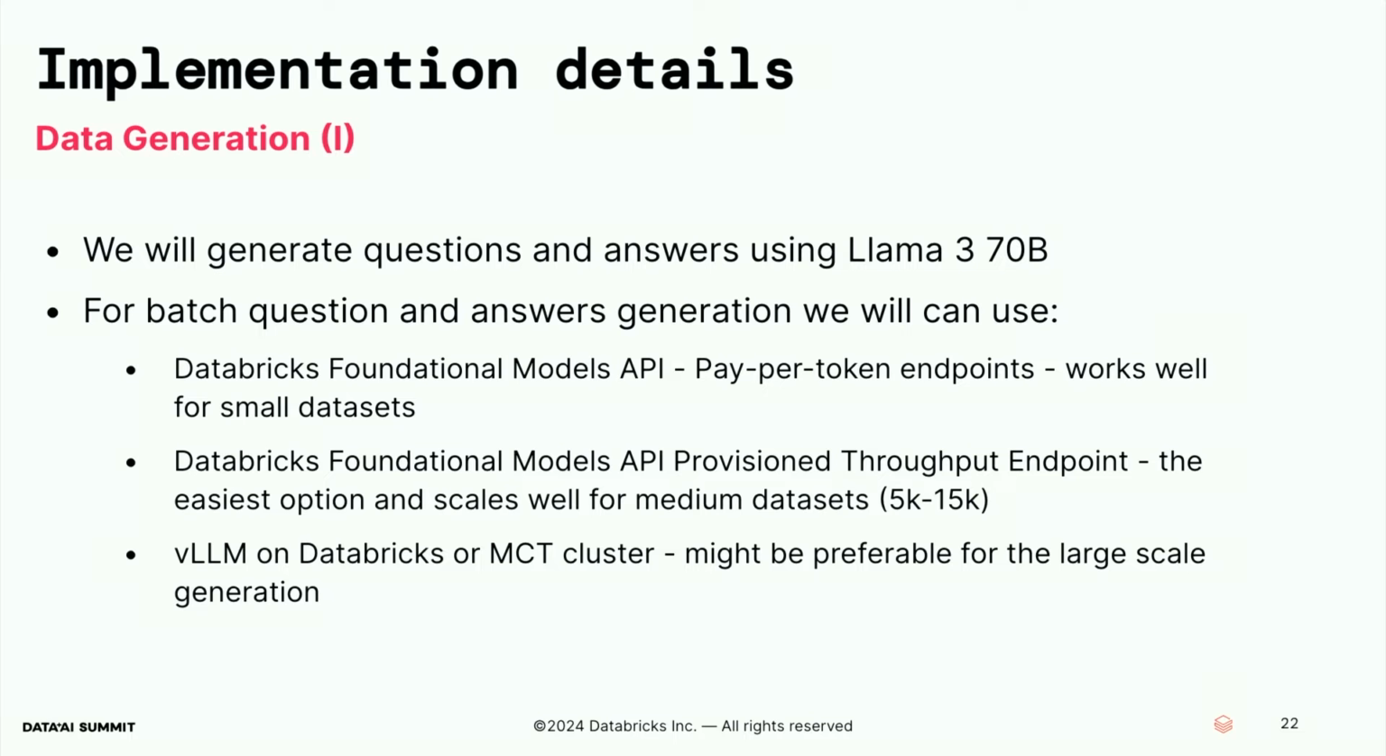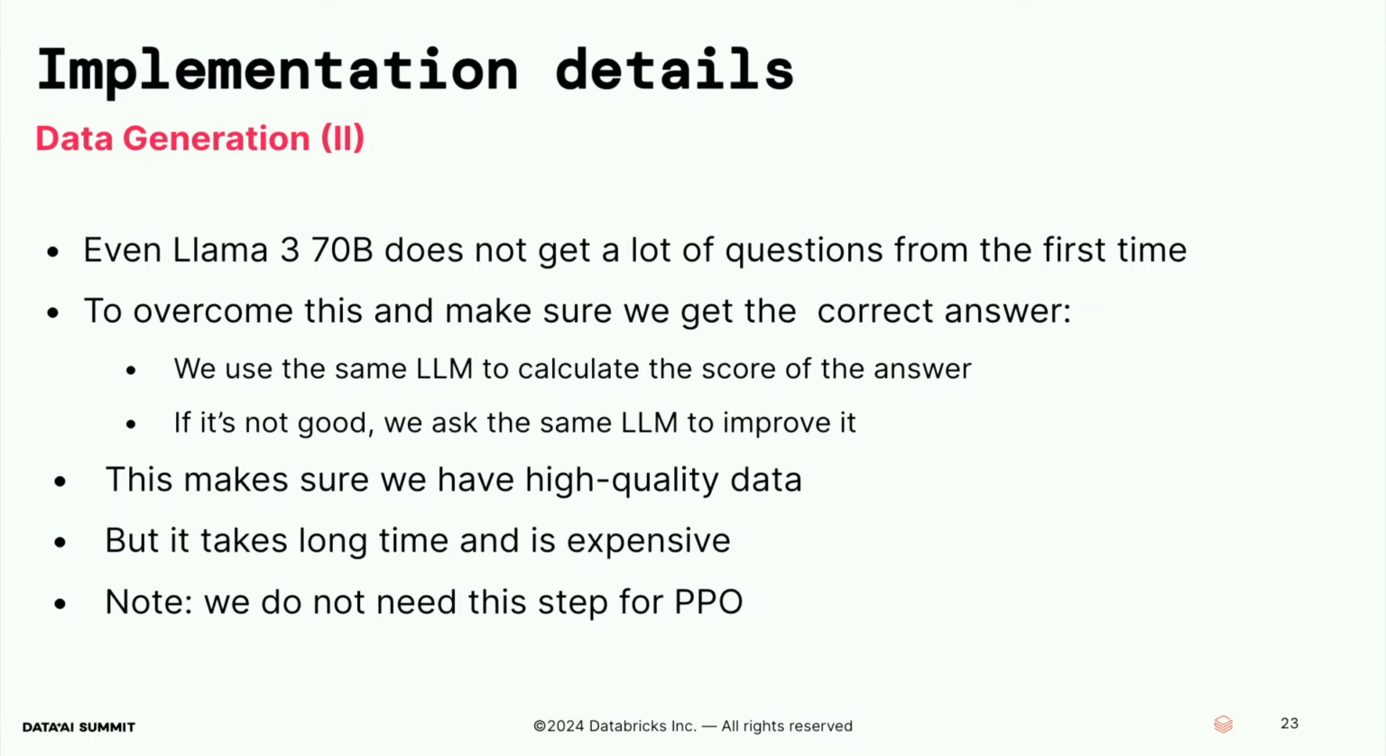If we are going to generate a bigger data set, it would probably be better to use provisioned throughput endpoints, because it's your endpoint, you own it, you can scale it as you want, and you can use that for medium data sets. If you're really going to do something complicated, it might make sense to run a cluster on Mosaic Cloud with vLLM. Probably in most cases, the provisioned throughput endpoint way is the best and the easiest.